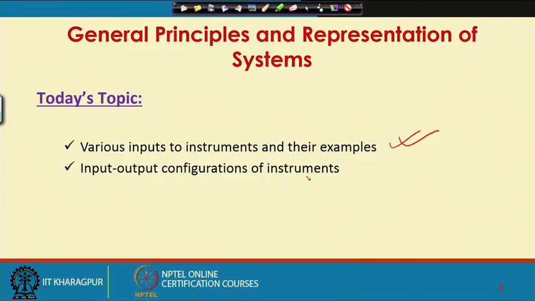So, we will try to see what are the various inputs that go to an instrument, how we define them, how we classify them, and what steps can be taken to eliminate or reduce the effect of such inputs. Then we will talk about input-output configurations of instruments.